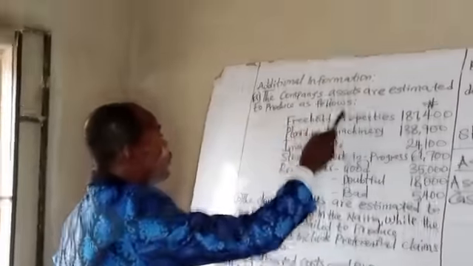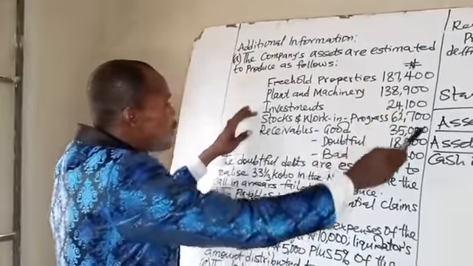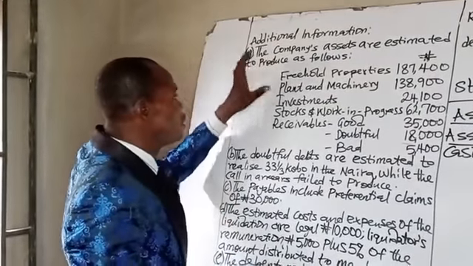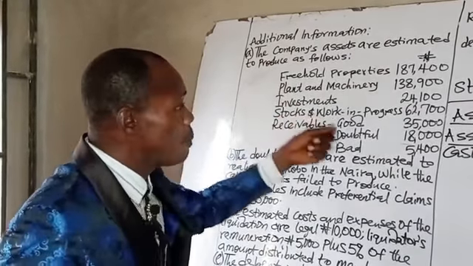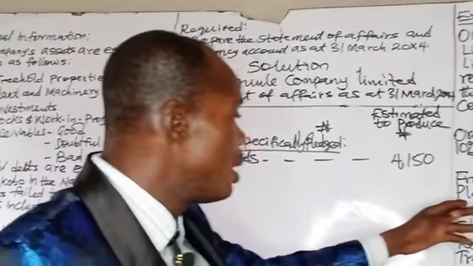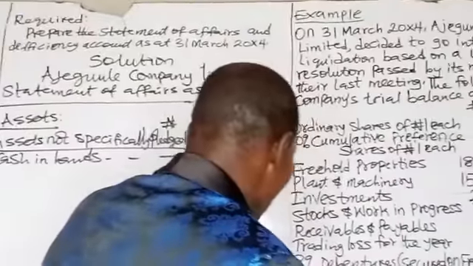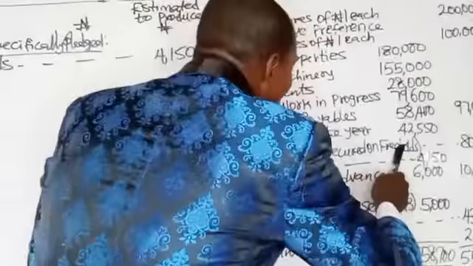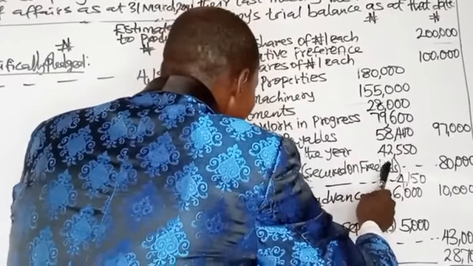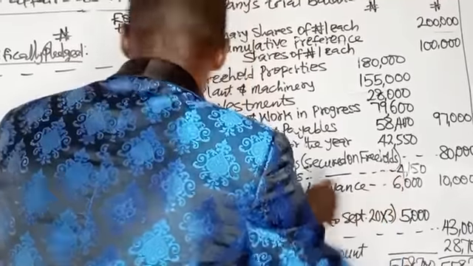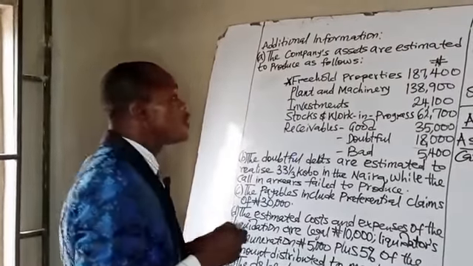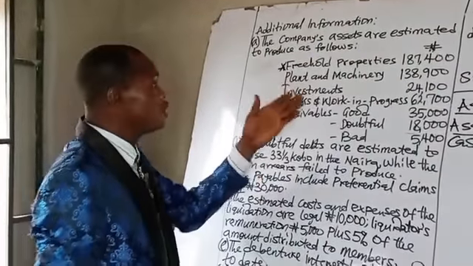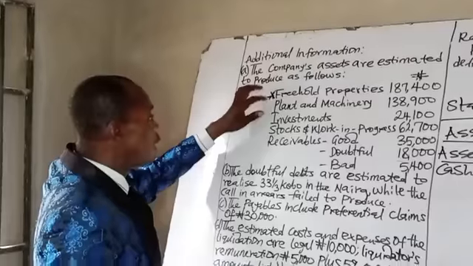Now, we have additional information. Then we have the company's assets are estimated to produce as follows. These are the realizable value of the assets. Now, which of these assets have been used as collateral? Remember, we are starting with assets not specifically pledged. If you look at the question, what are the liabilities we have? We have 8% debenture secured on freeholds. That is the only one that is secured here. So that shows that freehold properties have been used as collateral. Freehold properties have been pledged on the 8% debenture. So that is pledged.